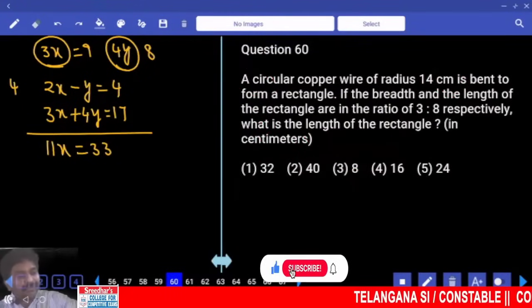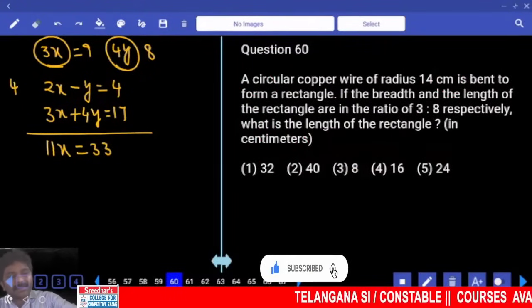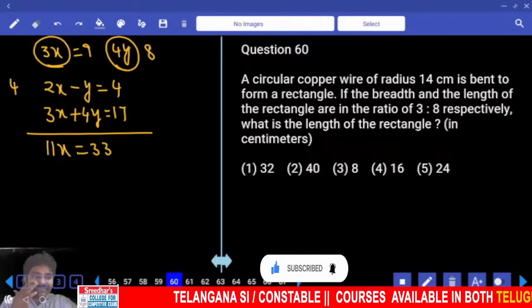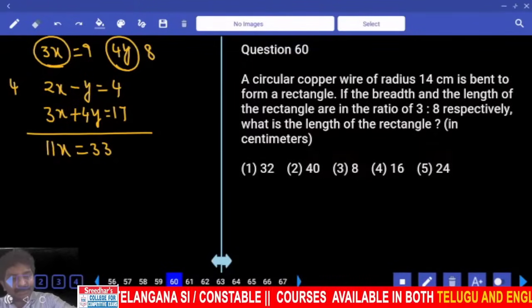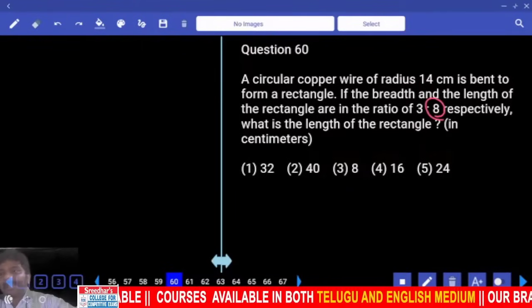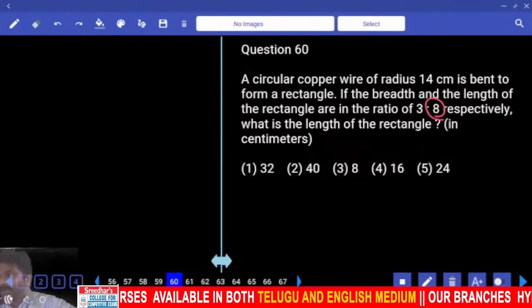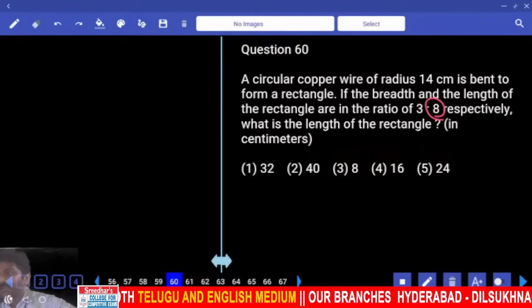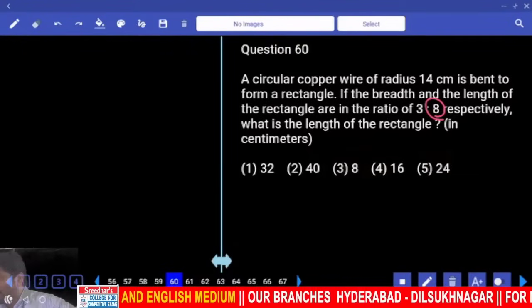A circular copper wire of radius 14 centimeters is bent into the form of a rectangle. If the breadth and length of the rectangle are in the ratio 3:8 respectively, what is the length of the rectangle? Length is equal to 8 parts. So the answer must be a multiple of 8. Fortunately, all are multiples of 8. So we have to solve it.